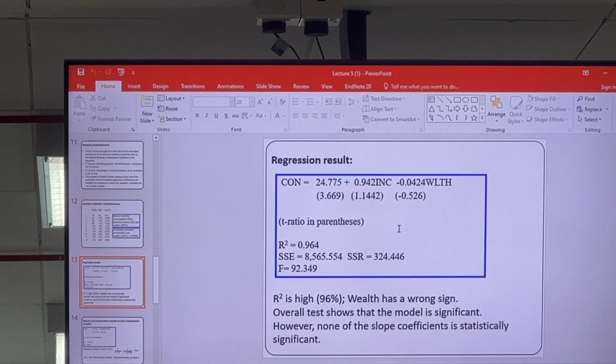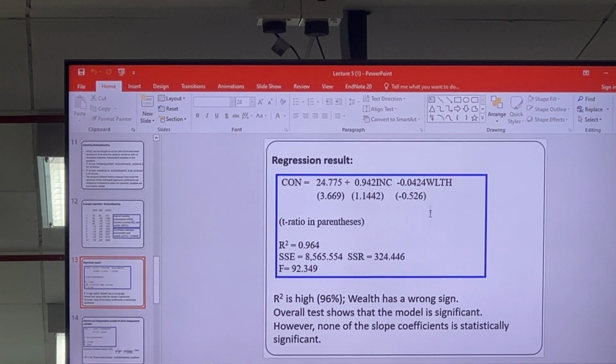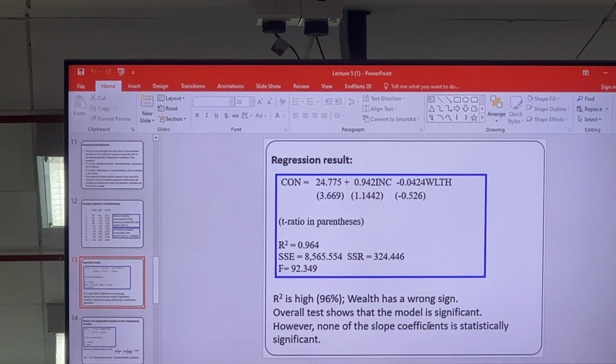So after we estimate, you can see that income is positive, okay, but wealth has a negative estimate. So meaning that wealth has the wrong sign. It's not what we expect. It is negative, although we expect it to be positive. Okay, so the overall test shows that the model is significant.